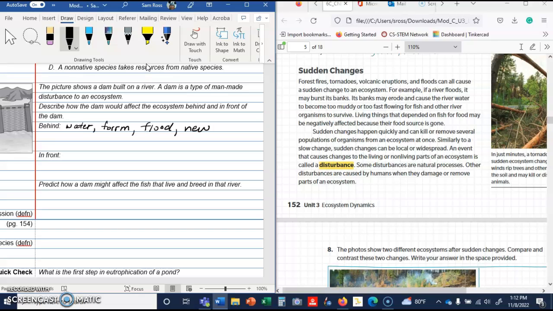In front of the dam, the water levels will drop. It's going to expose more land. It's going to cause plants to grow, and it could change the kinds of fish.